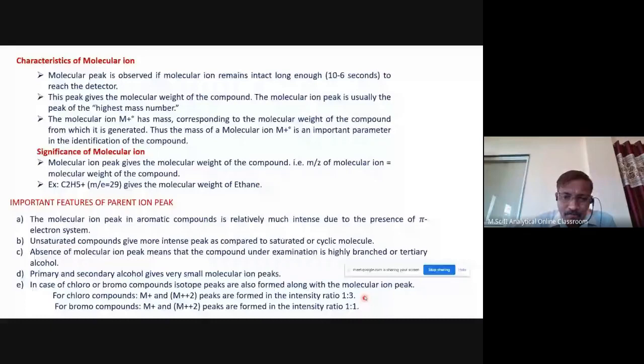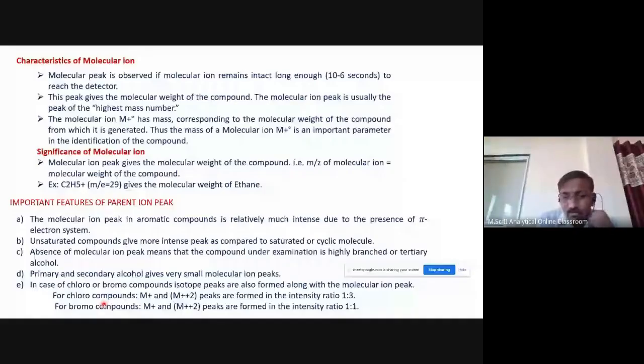So chloro compounds are there. Suppose the molecule contains chlorine, then it can give M and M plus 2 peaks, with intensity 1:3. This is very important to remember to identify which halogen is present. If it is M and M plus 2 peak for 79 and 81, that corresponds to 1:1 for bromo. So the intensity of the peak is also very important, whether it is 1:1 or 1:3, making it very easy to identify chlorine or bromine.